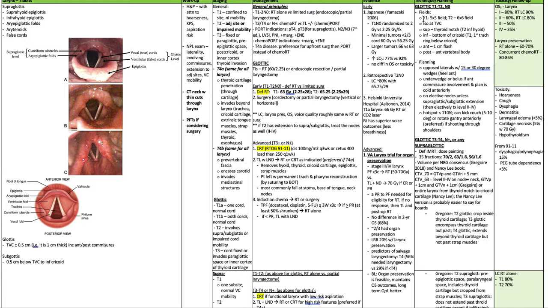Minimal tumors less than 2/3 of the cord were treated 60 gray versus 56.25. Larger tumors 66 versus 63 gray. Local control at 5 years was improved, 77% versus 92%. There was no difference in overall survival or toxicity between these two arms.